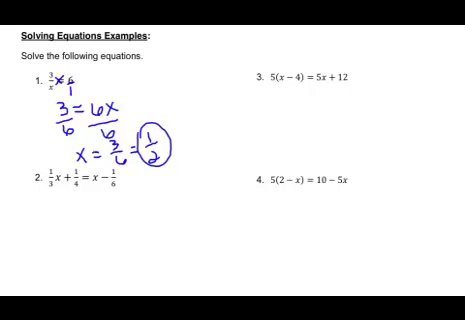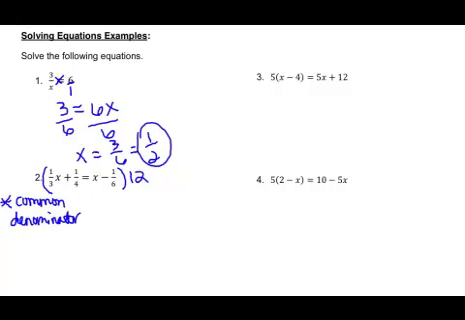If we take a look at number 2, notice that we have fractions. Most people do not like fractions, and there is a way that we can get rid of fractions to make solving a lot easier. What we want to do is multiply the entire equation by the common denominator, or common multiple. Here we have a 3, a 4, and a 6. So the common multiple for 3, 4, and 6 is going to be 12. So we are multiplying everything by 12.